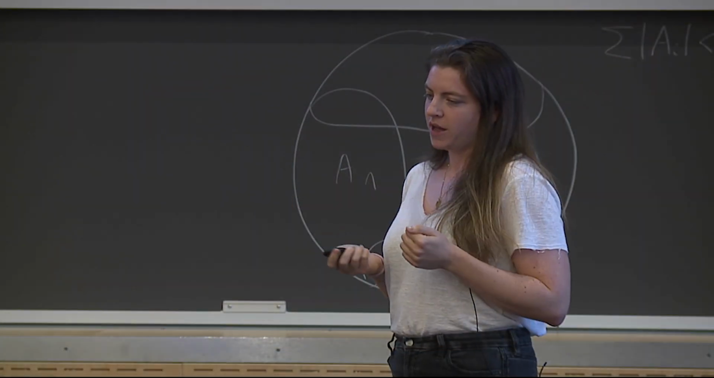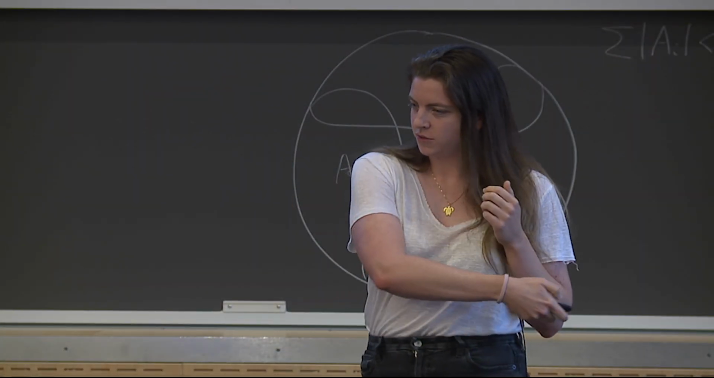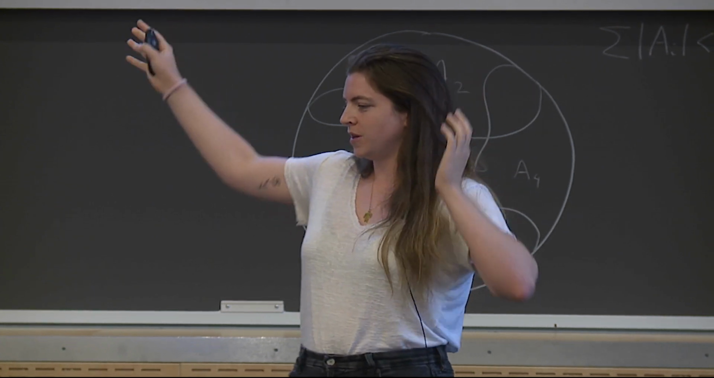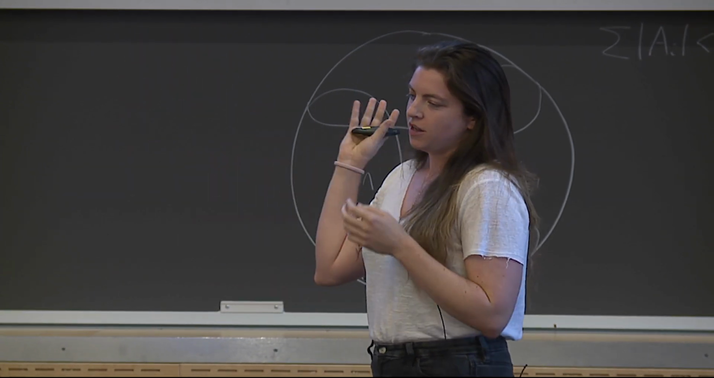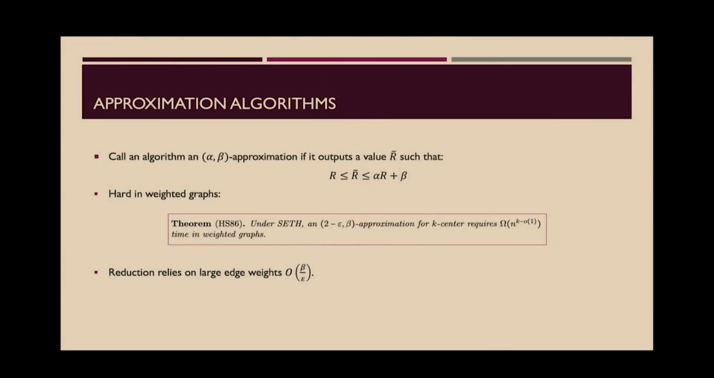So to beat this lower bound, we're going to introduce additive errors, which I think everyone knows, but I'll put up the definition. We're going to call an approximation a multiplicative alpha, additive beta approximation if the value that it outputs is between the true value r and alpha r plus beta, where the thing we're approximating is this radius.